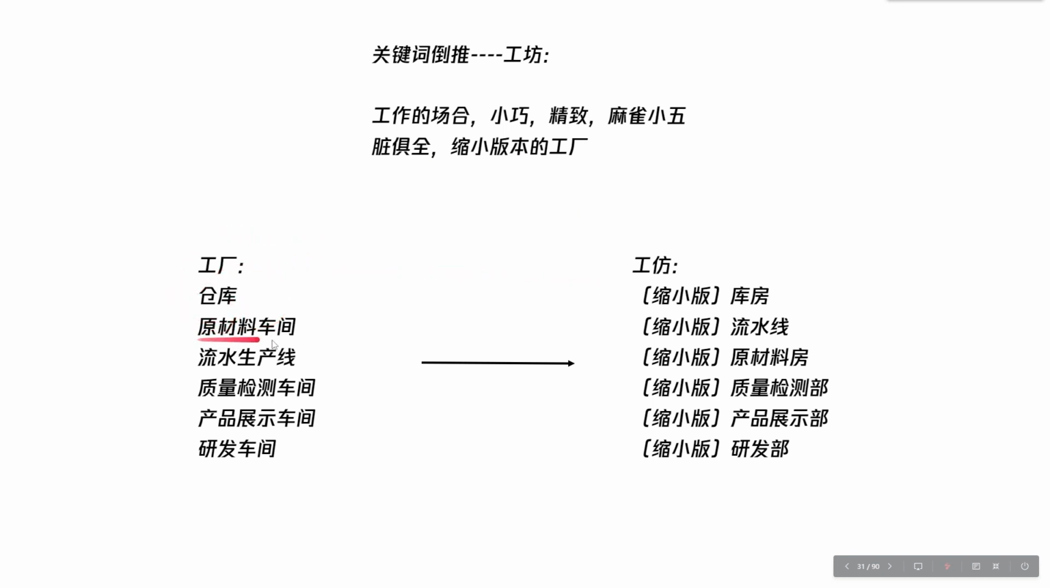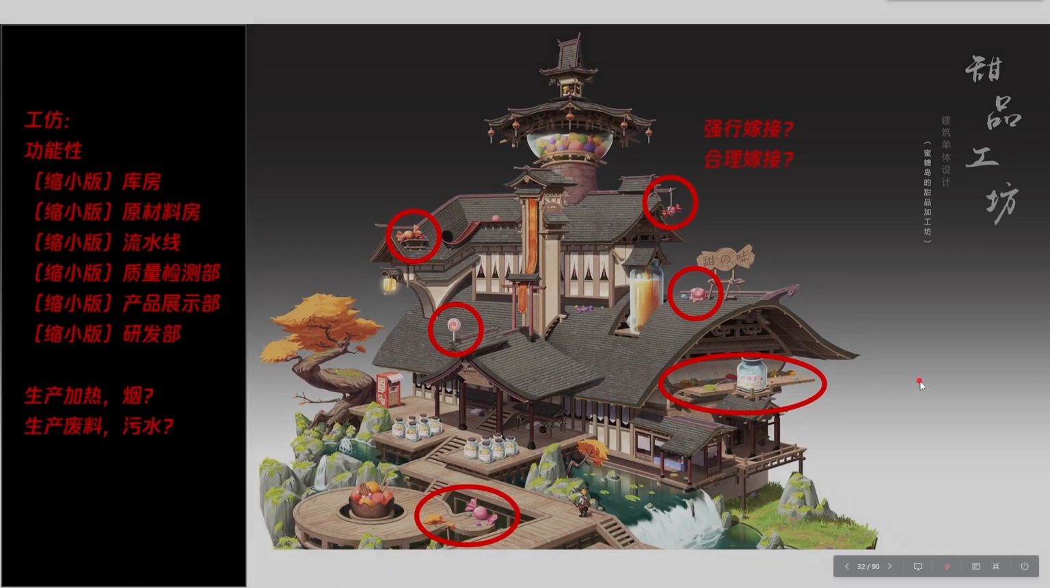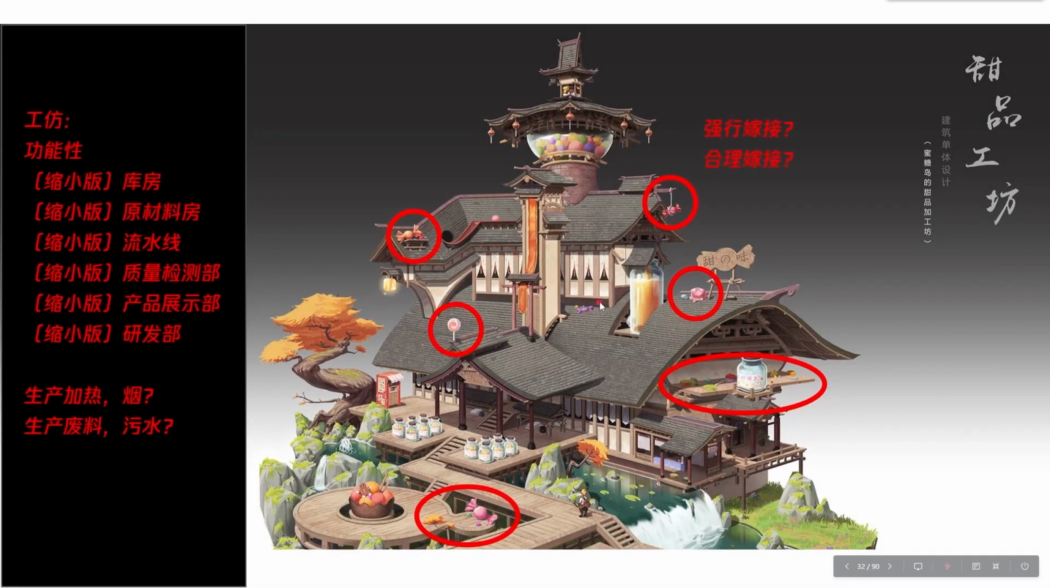They all should have a stockroom or warehouse, raw material treatment and pipeline, quality control, a research room, and a demonstration room. Workshops should have all these functions. So with logic, let's come back to this drawing to see where the stockroom is, where the research room is. There should be candy production activity. Then where are the waste gas and waste water? The polluted water, where does it go?